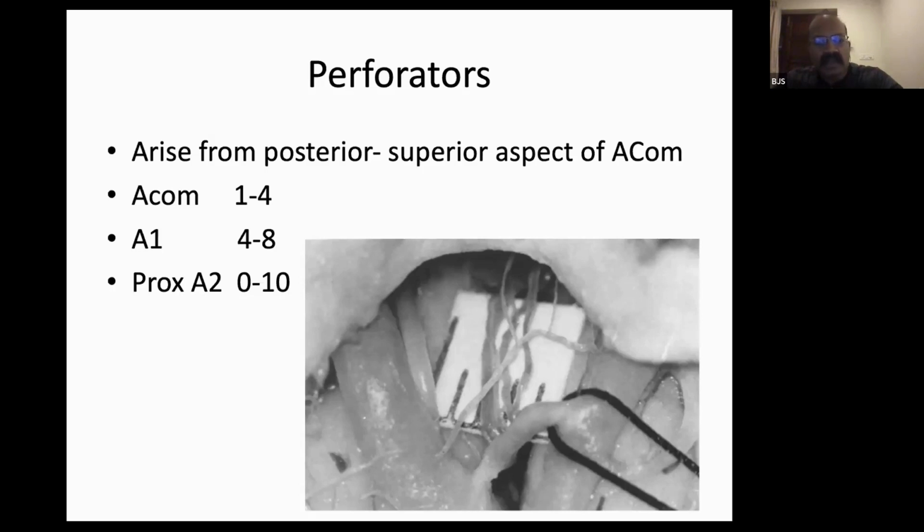The number of perforators described is 1 to 4 from the ACOM, 4 to 8 from the A1, and 0 to 10 from the proximal segment. So these are variable. Some of them may be present, some of them may not be present. These perforators are quite variable in number.